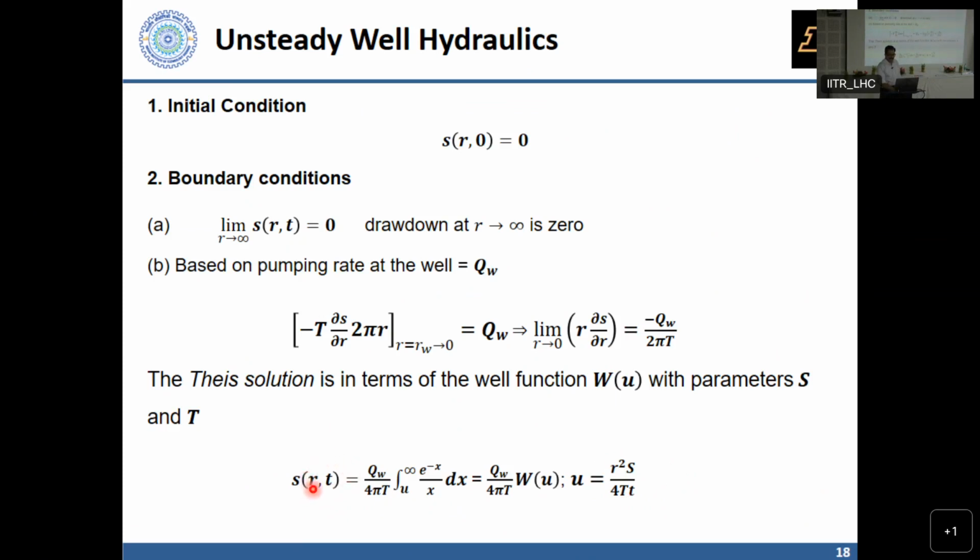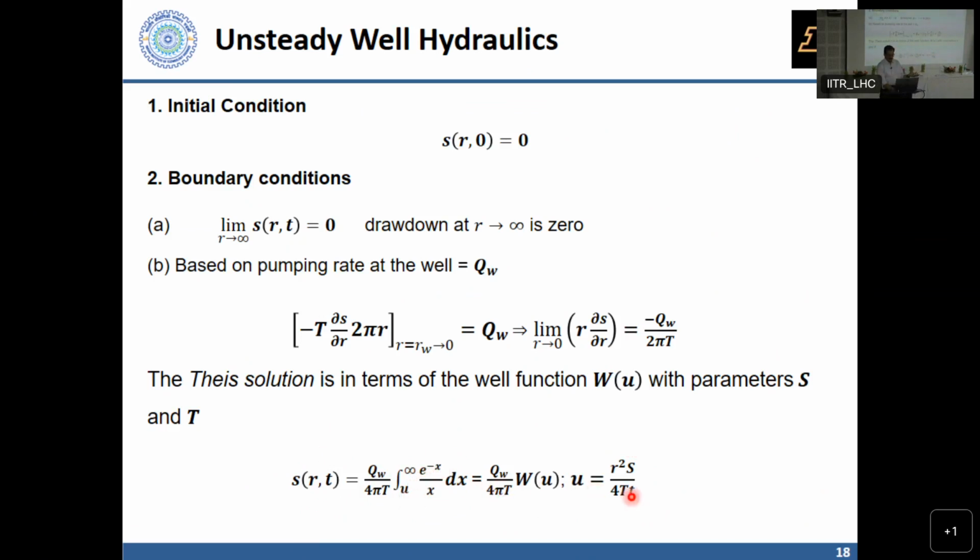The drawdown as a function of r and t is going to be Qw, which is the pumping rate in the well, divided by 4 pi capital T. And then this quantity over here, the integral from u to infinity of e to the power of minus x over x dx, where u, of course, is what we talked about as the similarity variable. x over here is a dummy variable. That means this part over here is going to depend only on u. So this function is called the well function. I'm not quite sure if it's available as a built-in function, but tables of well functions are easily available.